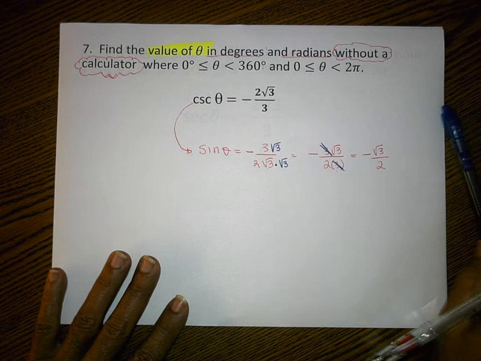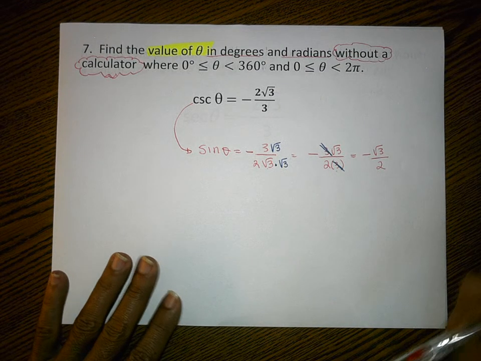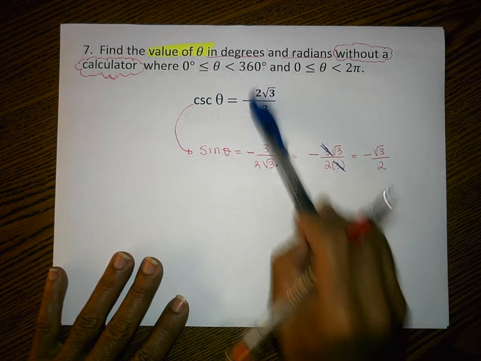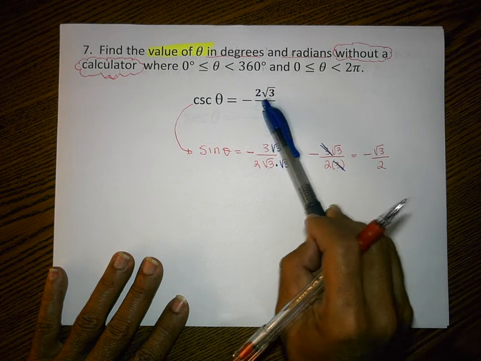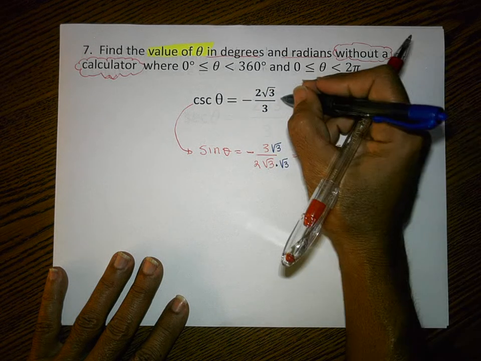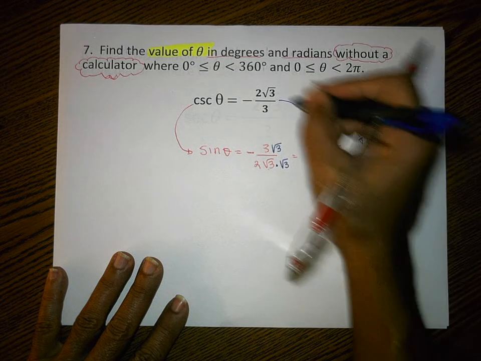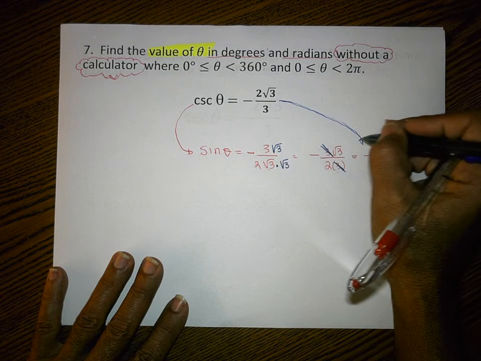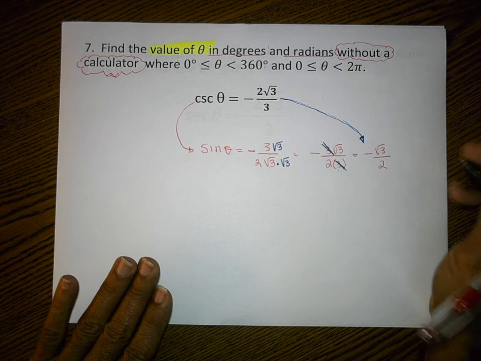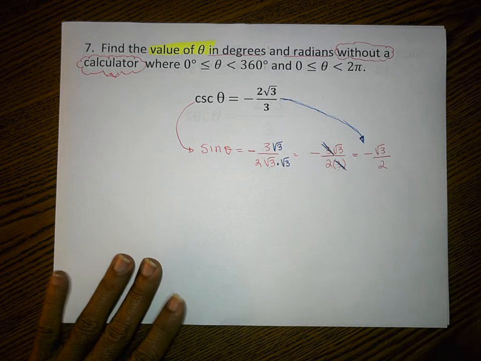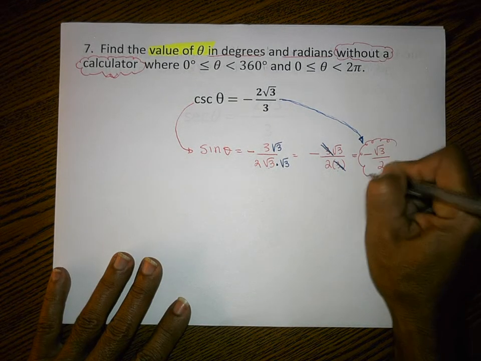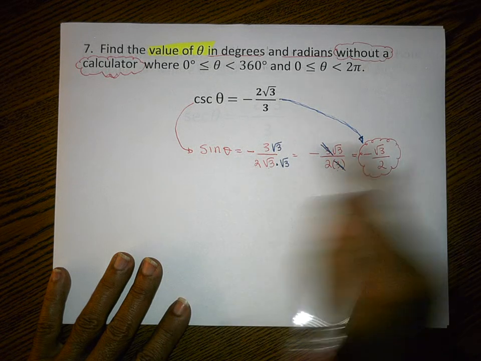Some students get really good at this, and when they see 2's and root 3's, they know they can go directly to this right here. They can skip all this algebra and go directly to that. If you are one of those students that can go directly to that, that's awesome, okay? So there we go. The sine is -root 3 over 2.